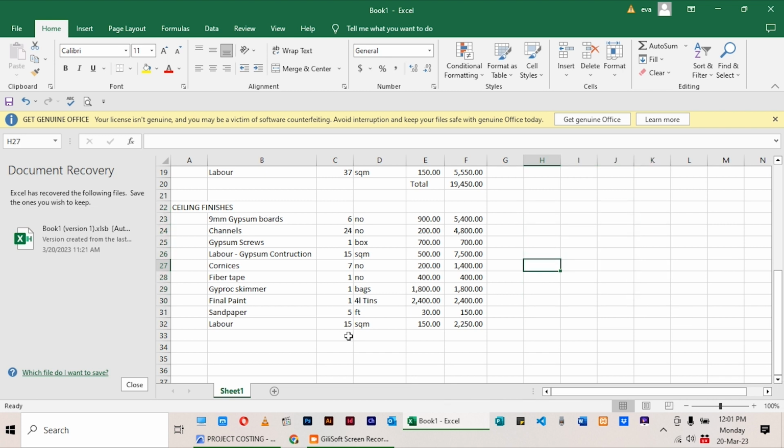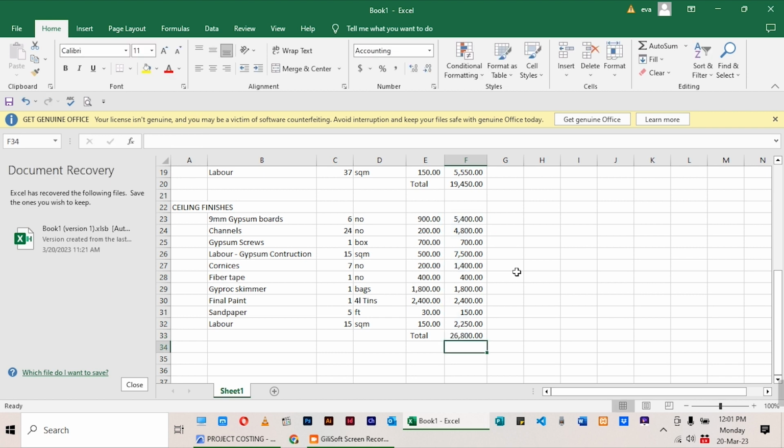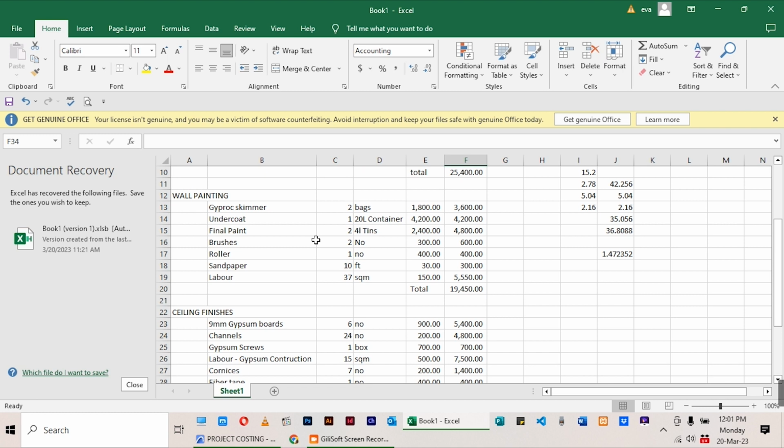And basically we are done. Get the total. Let's see, we drag this. That's the total for ceiling. And wall painting, we forgot one item. We didn't remember to include gloss paint.